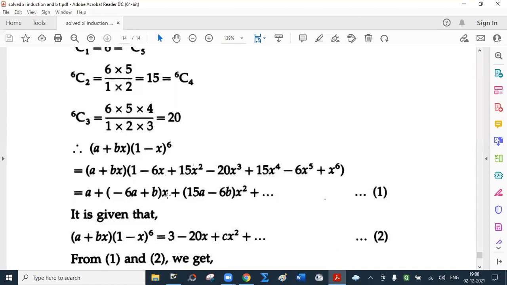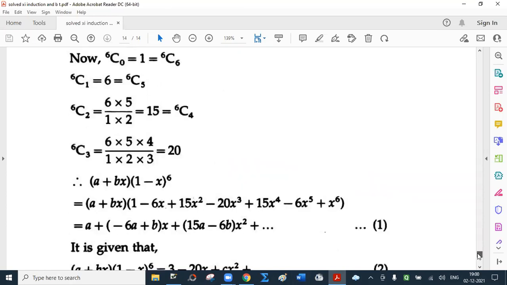See, which is a term in x square. See, a into 15x square and bx into minus 6x is again a term in x square. So if x square is taken common, 15a minus 6b. Now it is given that this is 3 minus 20x plus cx square and so on.